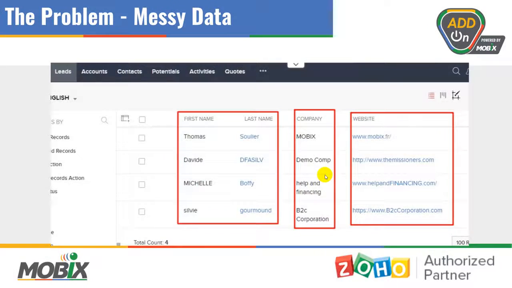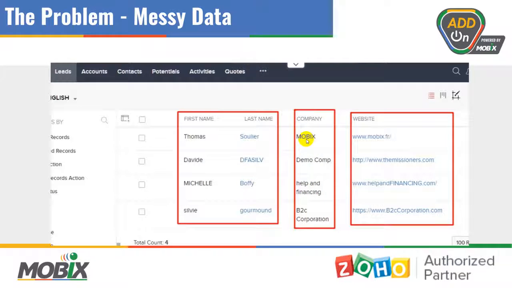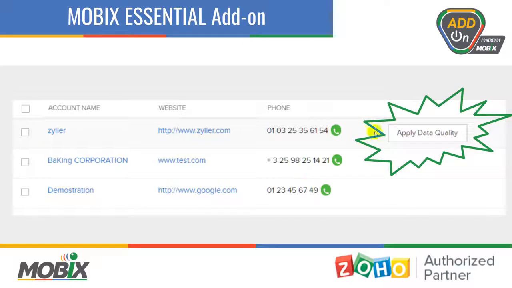When you have your websites, some of them are with the HTTP prefix, some of them are not. And it doesn't happen only in your accounts but also in other modules such as leads. So you have the name of your leads, the last name in capital or the name in capital, which is not consistent. Also the name of the company is sometimes lowercase, sometimes capital letters, and the same problem with the website.